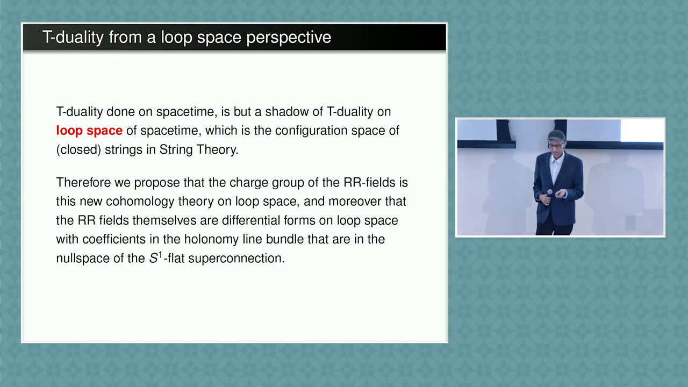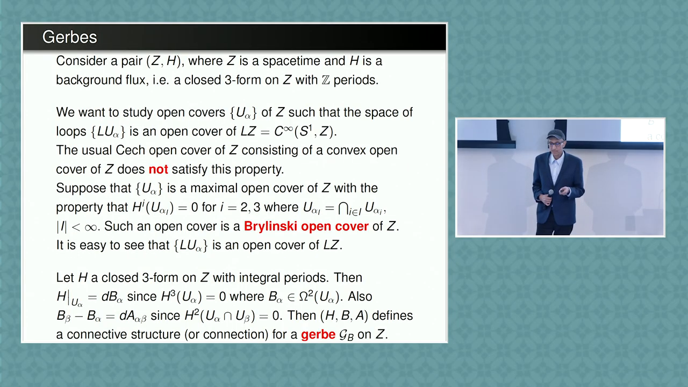Therefore, we propose that the charge group of Ramond-Ramond fields in this new cohomology theory on loop space is this new cohomology theory, that is the exotic equivariant twisted cohomology theory. And the Ramond-Ramond fields themselves are differential forms on loop space with coefficients in the holonomy line bundle, right, that are in the null space of the flat superconnection. So I'll detail all this in my talk.